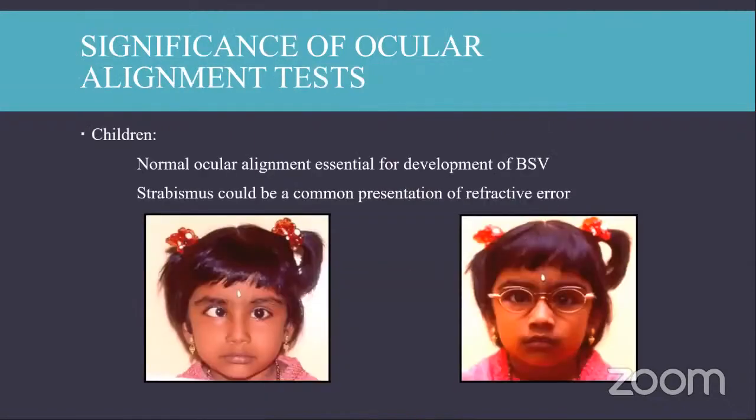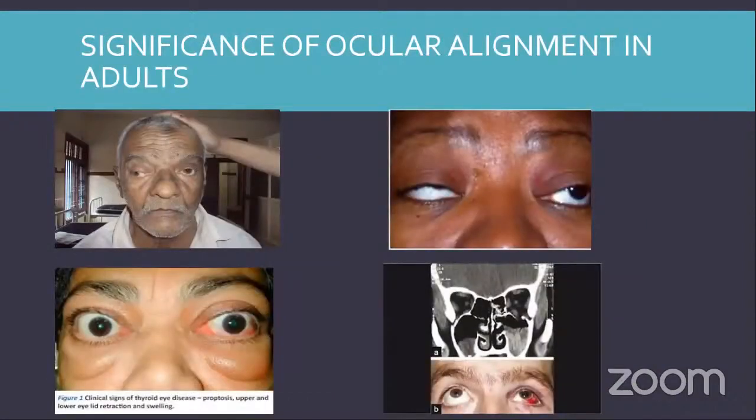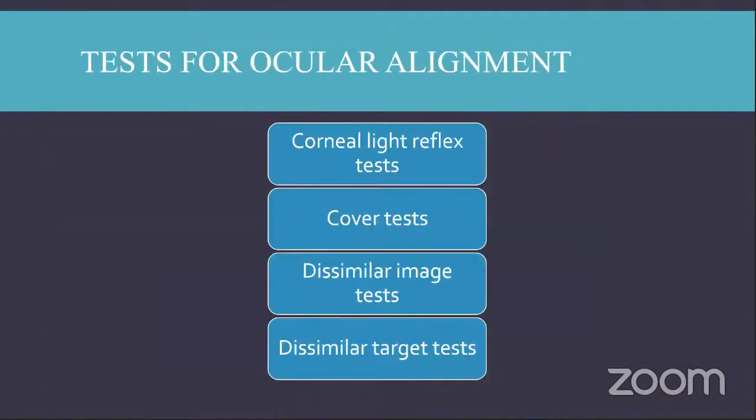So why is it necessary to look for the alignment test? It's very important in children. You can see the child with a significant ESO deviation getting corrected with appropriate refractive correction. In adults also, neurological diseases like third nerve paralysis, myasthenia, thyroid eye disease, and trauma like blowout fracture is associated with ocular misalignment. There are 4 groups of tests for ocular alignment.